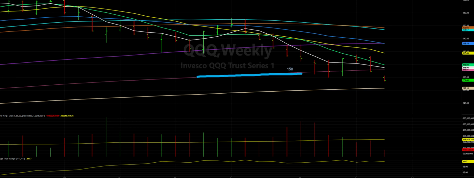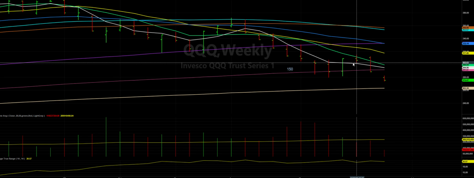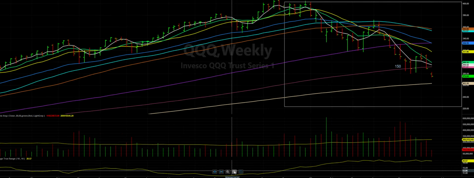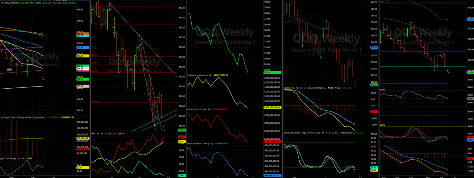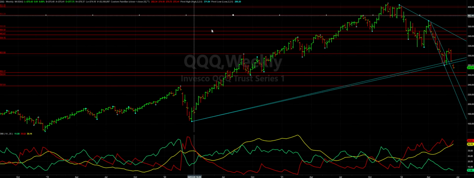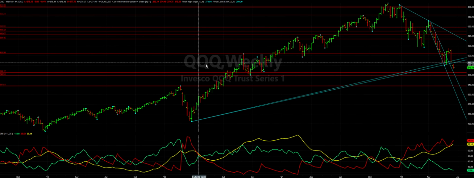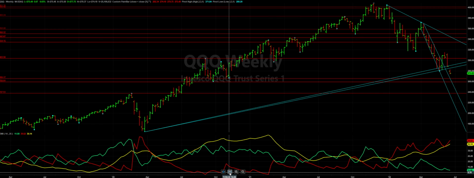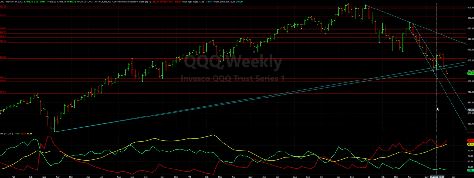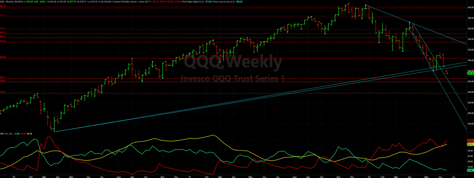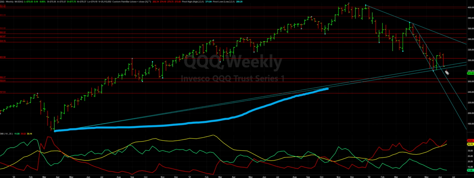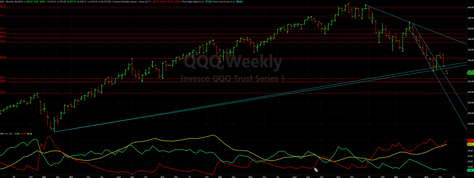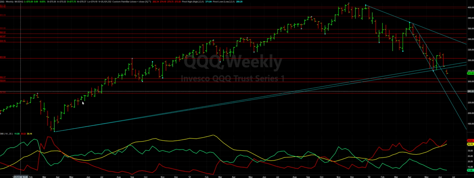The Qs are below some very key long-term moving averages. That's not good. Let's look at the structural chart for the Qs. I'm going to expand this just a little bit so you can see it. You can see we're back below this trend line coming from way back in those March 2020 lows. We broke below it, and we're trading below those trend lines. Not good. We definitely want to get back above those trend lines.